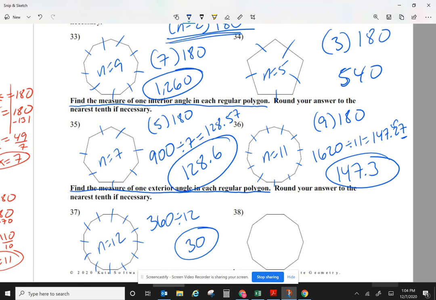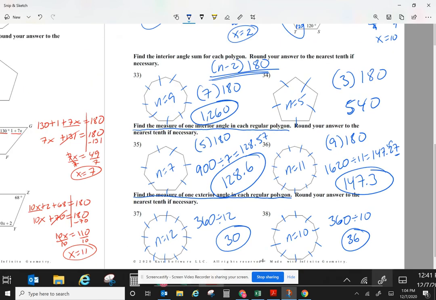Let's take a look at number 38. I have 1, 2, 3, 4, 5, 6, 7, 8, 9, and 10. There's 10 sides, so that means I have 10 angles. All the angles on the outside, they always add up to 360, no matter how many I have. Let me divide it by 10 because I have 10 of them. 360 divided by 10 is 36. Some of your answers in this case might be decimals.